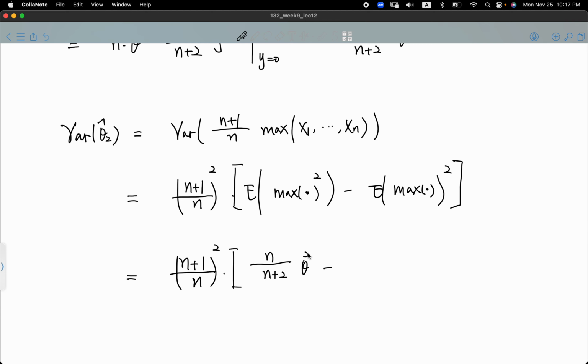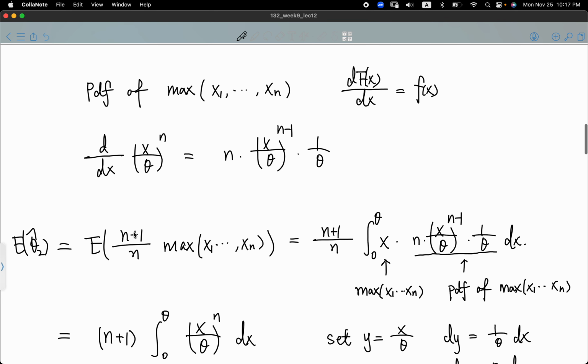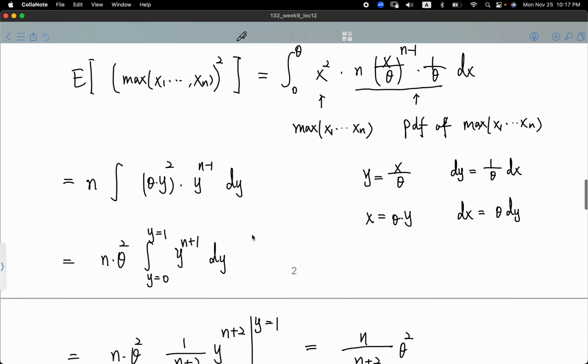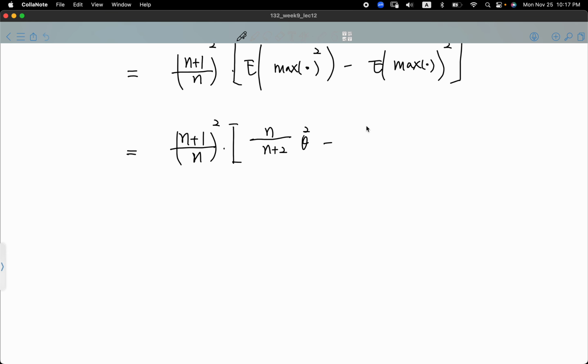So the expected value of the max is n over n plus 1 theta, since the expected value of n plus 1 over n times the max is equal to theta. So we need to adjust by taking the inverse, and so it's n over n plus 1 theta. Okay. And then don't forget the square.